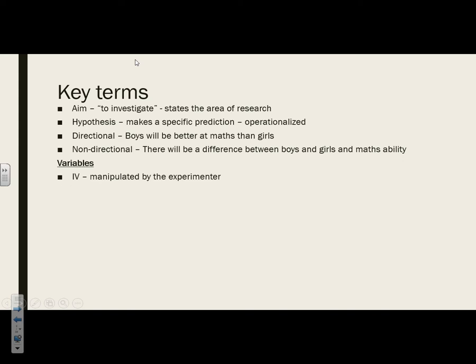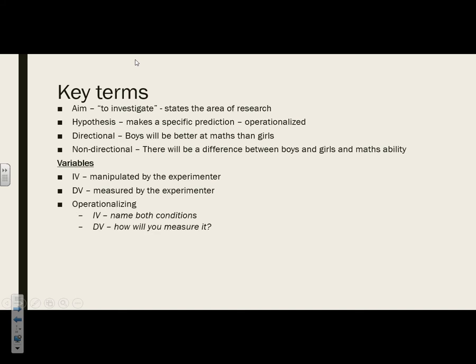The IV is manipulated by the experimenter. The two conditions, we always pick which one it is. The DV is measured by the experimenter, so it's the thing that's measured. You must operationalise, which I'm sure is what you spotted. My hypotheses were not operationalised. So the IV is where you name both conditions, and for the DV you explain how you'd measure it.